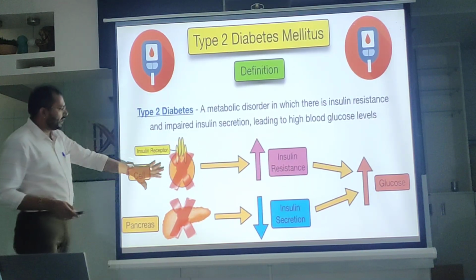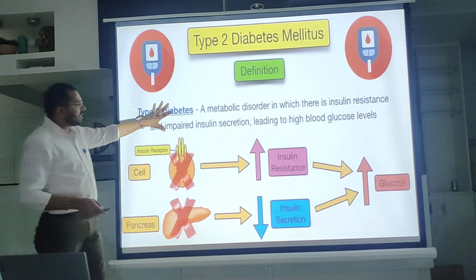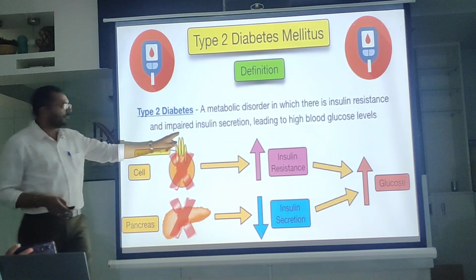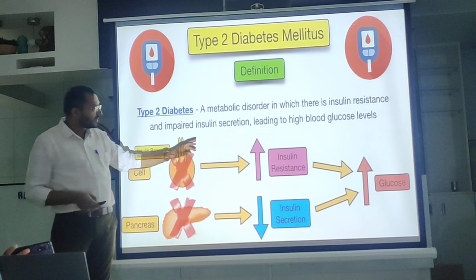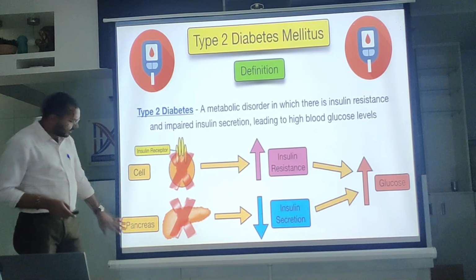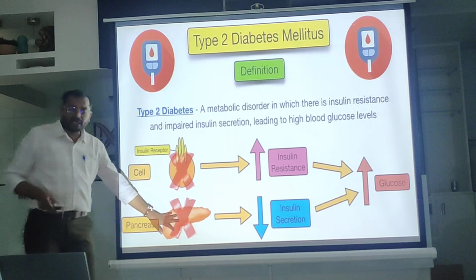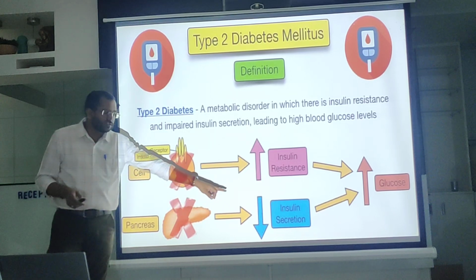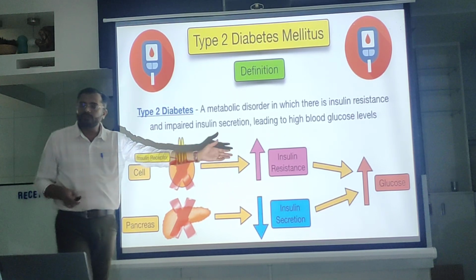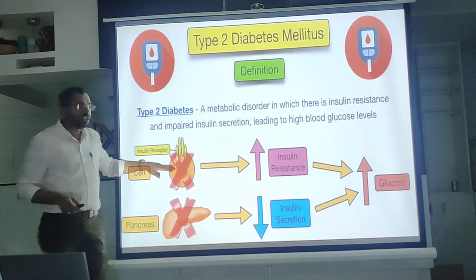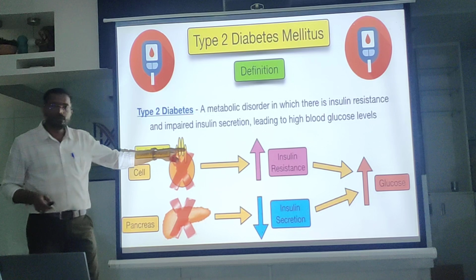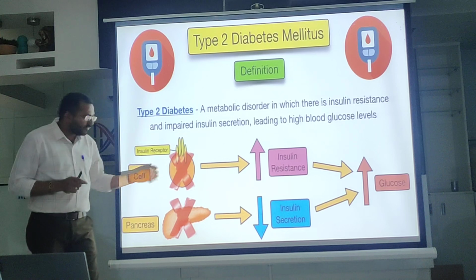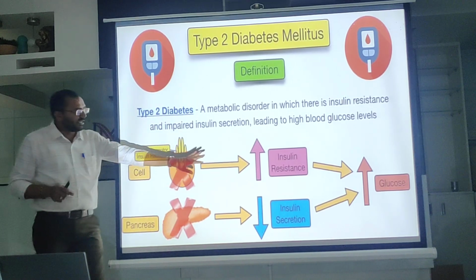Now, as you all know, in diabetes type 2, the metabolic disorder arises from insulin resistance and impaired insulin secretion, leading to high blood glucose. Now what happens? Two pathologies are there. Here the pancreas is producing less insulin, then insulin secretion is reduced and it cannot be utilized, leading to persistent hyperglycemia. And previously the insulin is not utilized properly by the receptor because the relationship between the receptors and insulin has been changed.